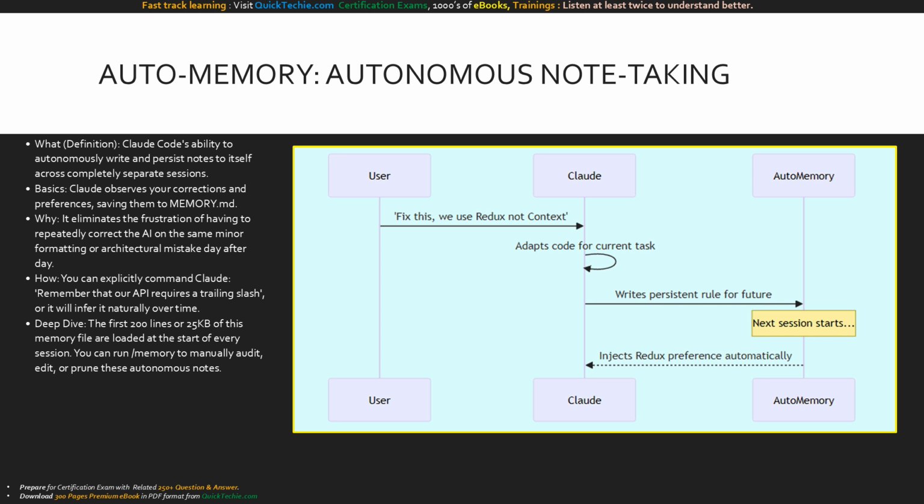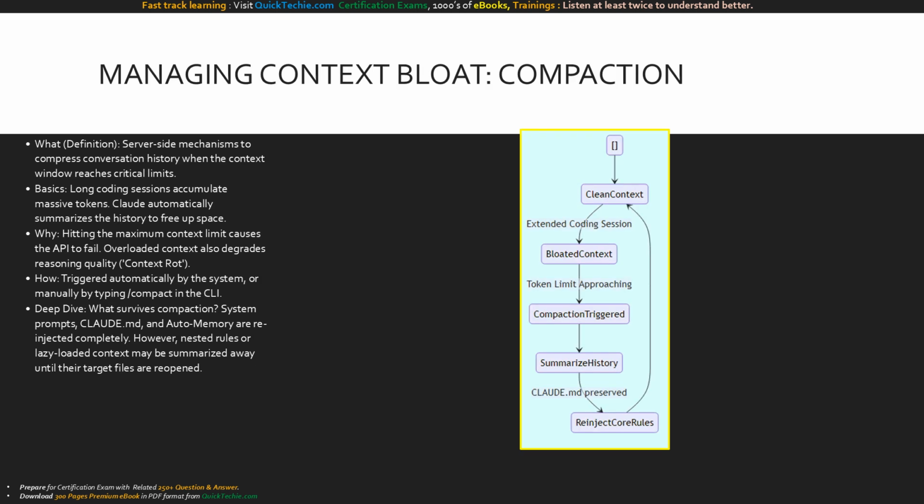Let's look at the sequence of auto memory. The user corrects Claude, saying we use Redux. Claude immediately adapts the code for the current task, but crucially, it also writes this rule into the persistent auto memory. When the next session starts tomorrow, the auto memory injects this preference automatically, so the user never has to repeat the correction.